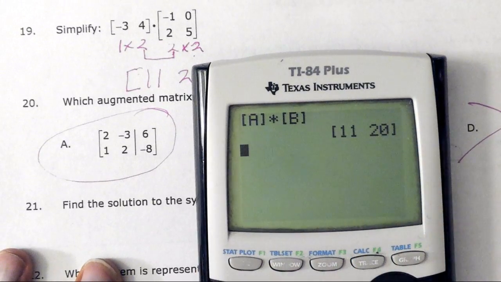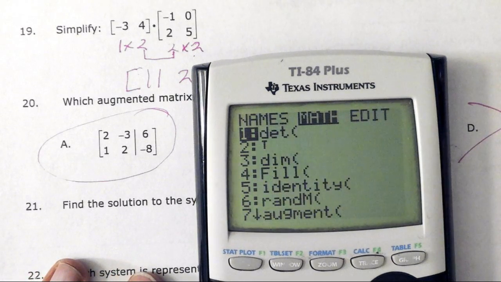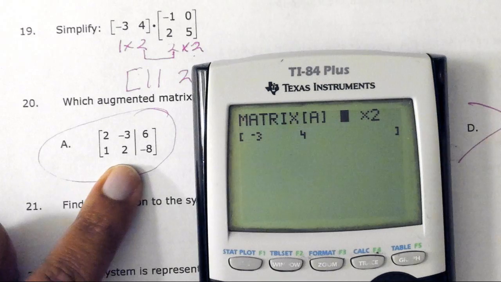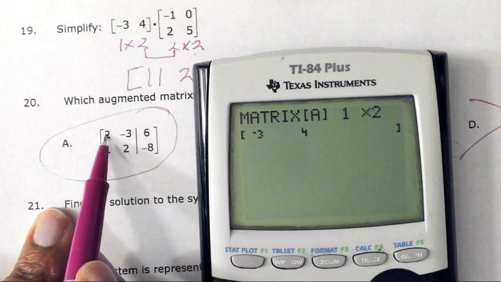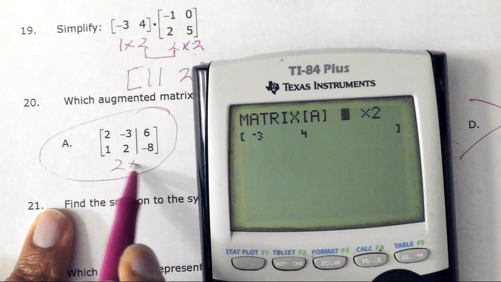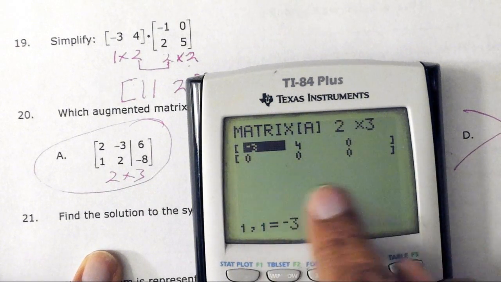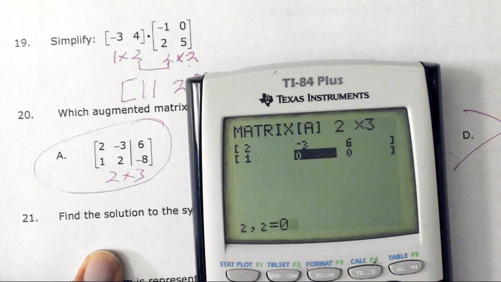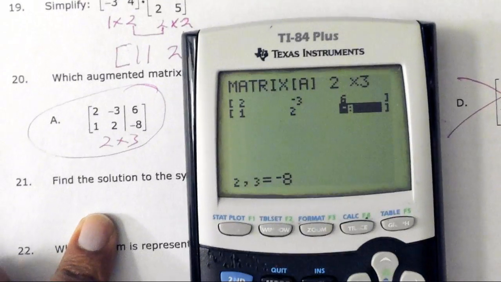So we have an augmented matrix we need to enter. We're going to go back, press second matrix. We're going to go over to edit, and we're going to edit the A matrix. So I'm going to press enter. This matrix is currently a 2 by 3, 2 rows and 3 total columns. So 2 by 3. Again, my calculator makes sure I get it right. Enter your entries.